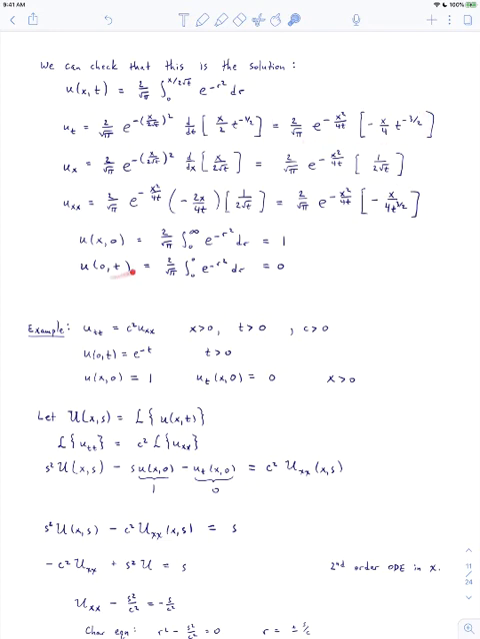You can also check the boundary conditions, u at x comma 0. So if you put t equals 0 here, then you're looking at an improper integral from 0 to infinity. As t goes to 0, the upper limit goes to infinity.